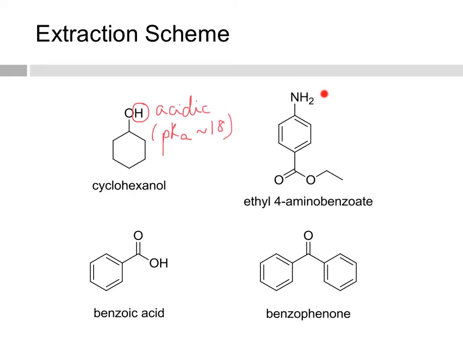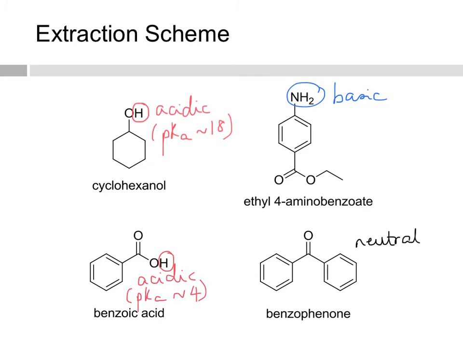We have a basic component here, so we've got the amine, which can protonate with acid. For benzoic acid, we've got the acidic proton of the carboxylic acid, and since we have 2 acidic protons, it's important to know that there's a pKa difference, and so we can use that to our advantage. And finally, if we look at benzophenone, we can tell that under extraction conditions, this would be neutral.